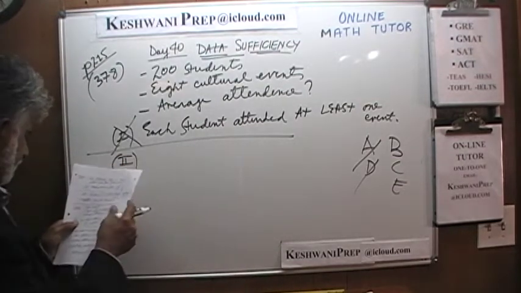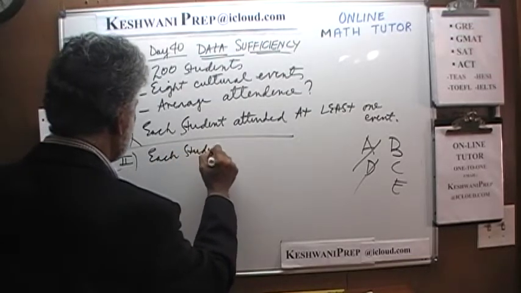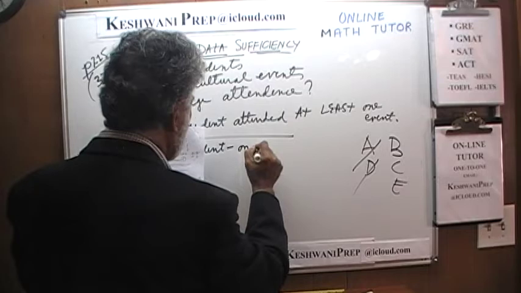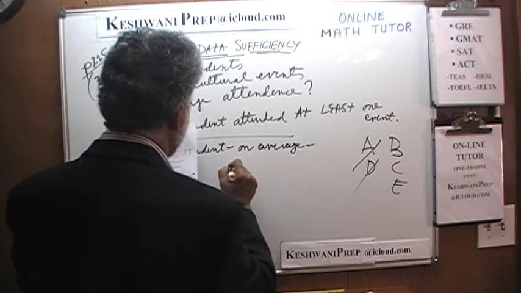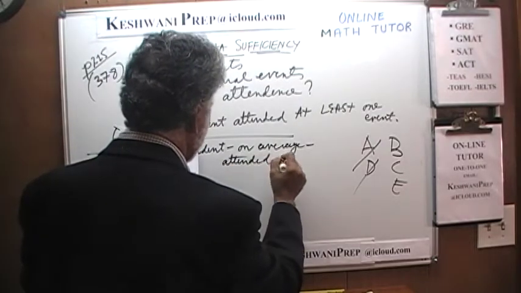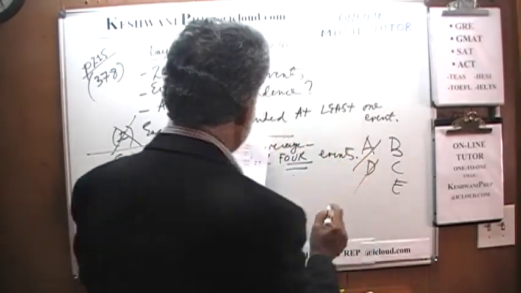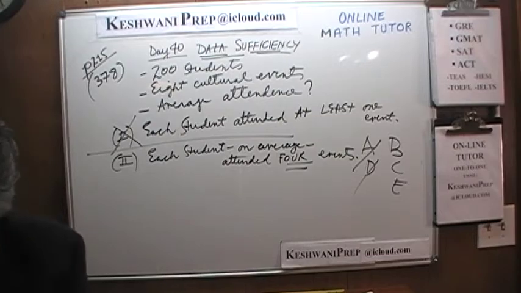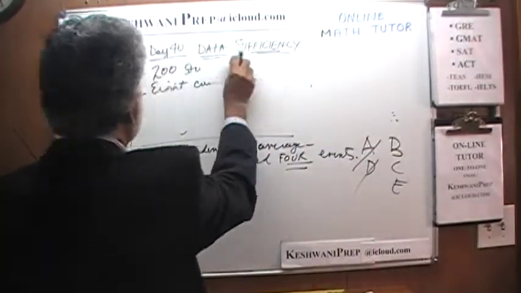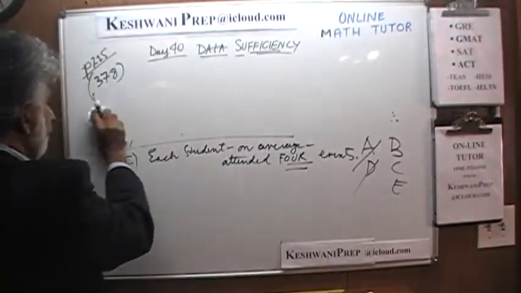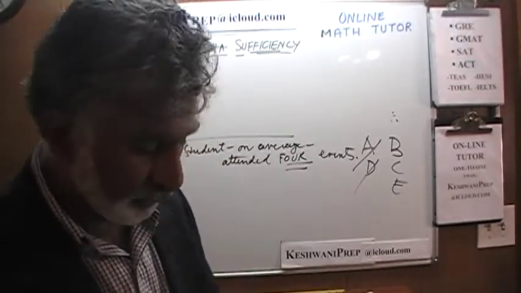Second statement goes on to tell us each student on average attended 4 events. Well, there you go, that is useful information. Each student on average attended 4 events. Let's pick it up on the top. Well, each student went on average to four events.